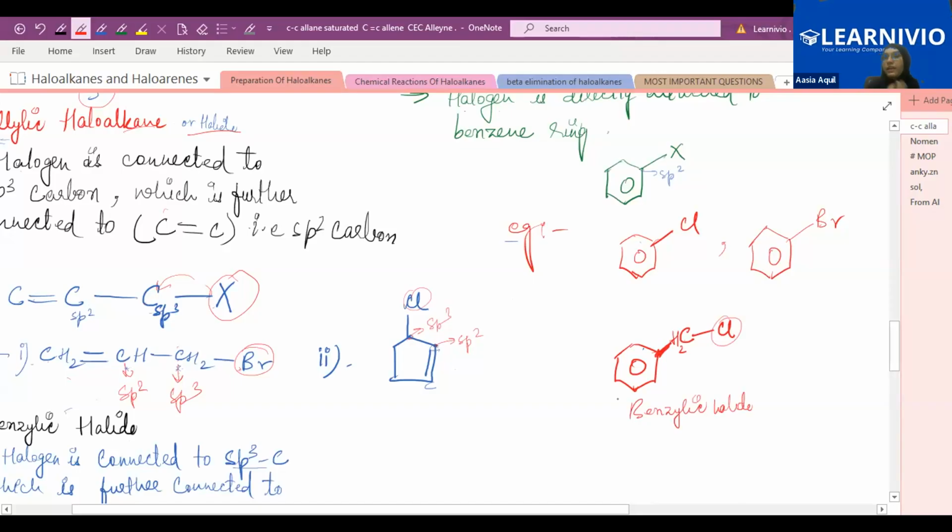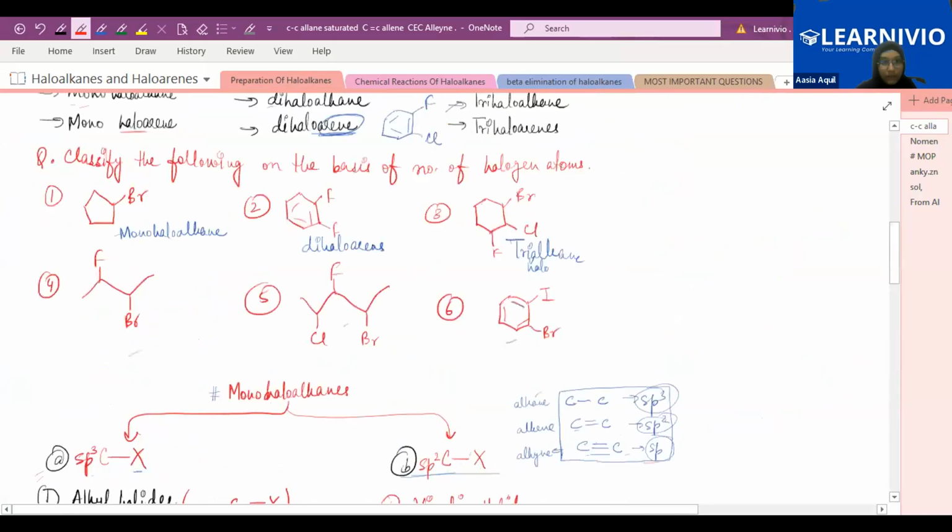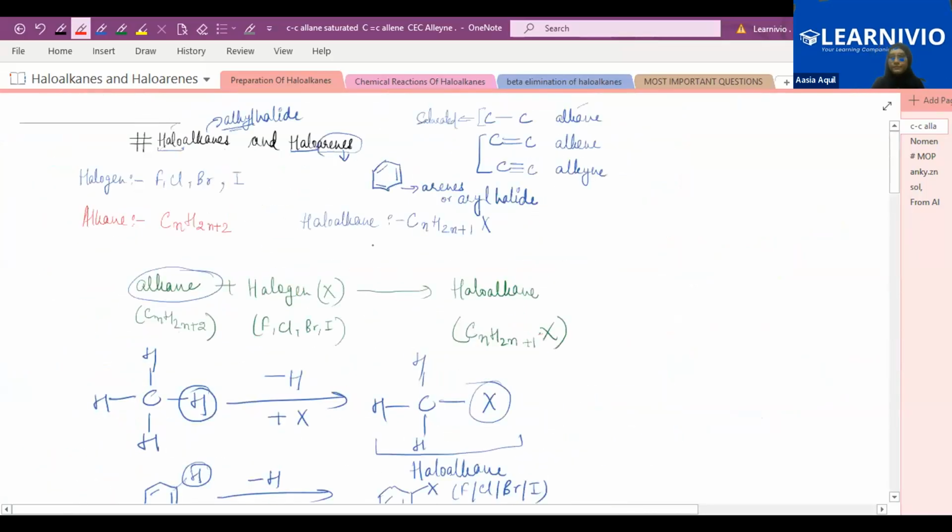But when I say aryl halide, it means the halogen atom is directly attached to the carbon of the benzene ring. So that's the major difference between aryl halide and benzyl halide. Clear, Aneesha? Yes, ma'am. Now you can write down and make notes from the starting.